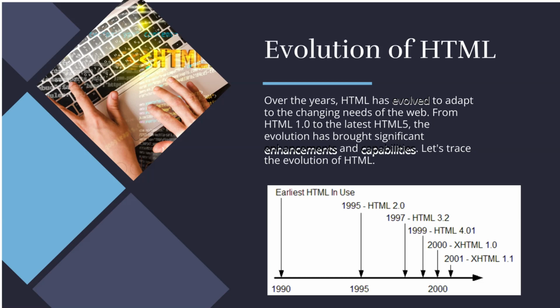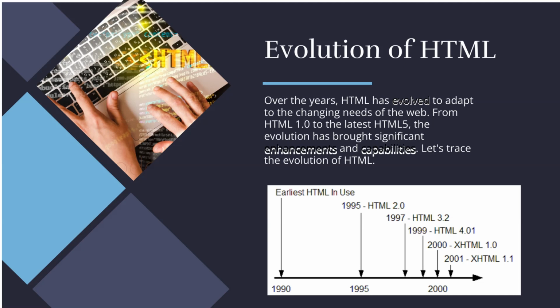HTML 2.0, 1995. This version focused on standardizing HTML and added features like tables, images, and text alignment. HTML 3.2, 1997. It improved the presentation of text and added support for frames and forms. HTML 4.01, 1997. This version introduced better support for style sheets, improved table formatting, and enhanced form elements.